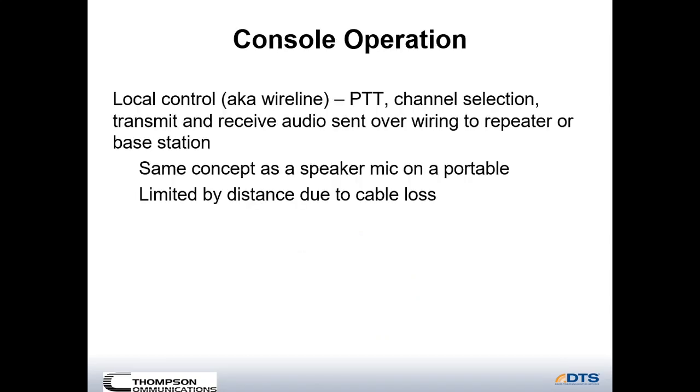Dispatch consoles are connected to the system through one of three methods: local control, IP, or audio tones. Local control uses wires similar to a speaker mic on a portable radio. It's also called wireline control. Push-to-talk, channel selection, and the transmit and receive audio are just sent over wires to the repeater or base station. This is limited by distance due to cable loss.